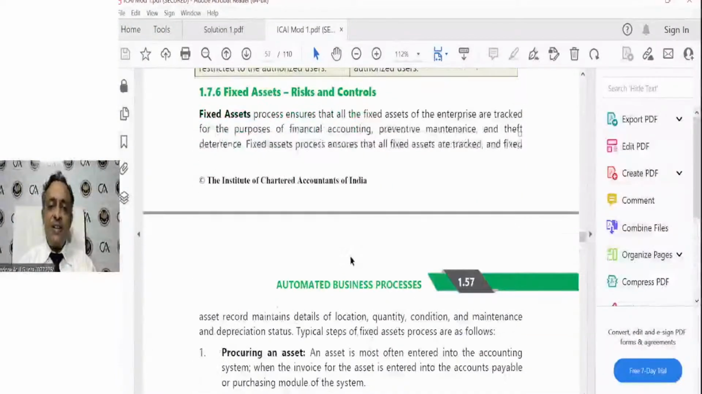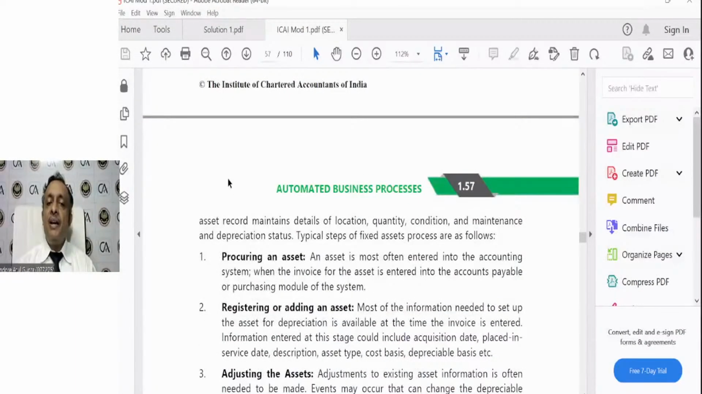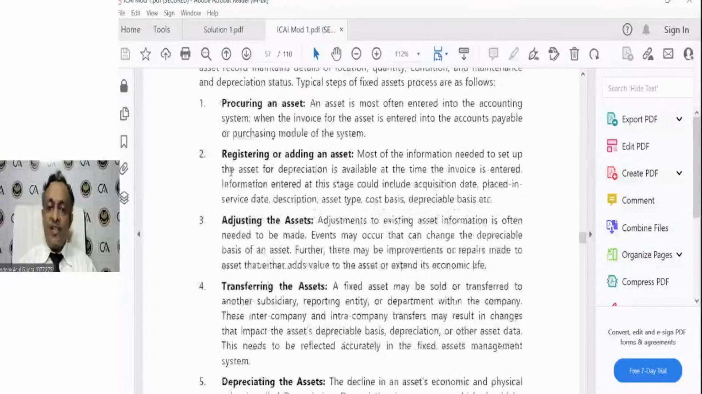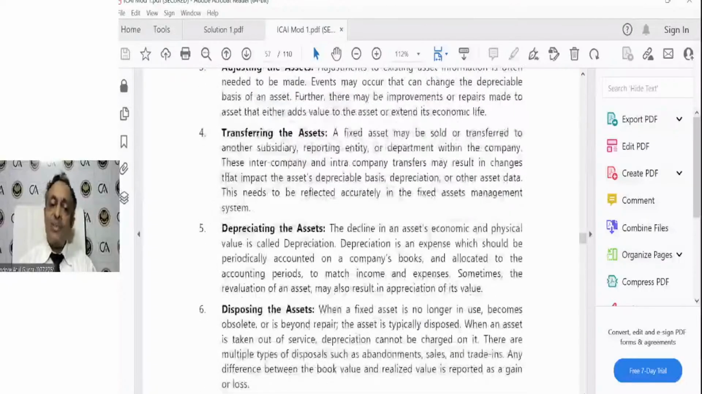Then fixed asset risk and controls. I'll read the issues. The fixed asset process ensures that all fixed assets of the enterprise are tracked for the purpose of financial accounting, preventive maintenance, and theft deterrence. The fixed asset record maintains details of location, quantity, condition, and maintenance. That includes procurement, registration, adjusting the assets, transferring the asset, depreciating and disposing the asset. In fact, CARO's first point is about fixed assets only. So this has a statutory implication and an accounting implication also.